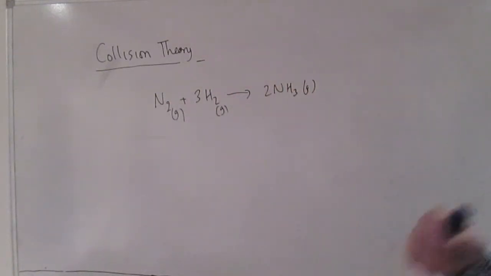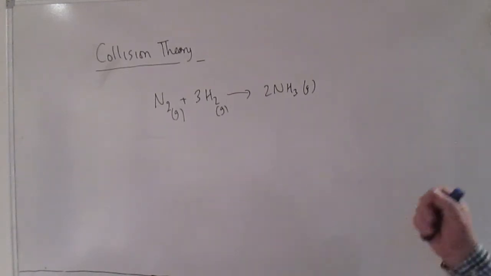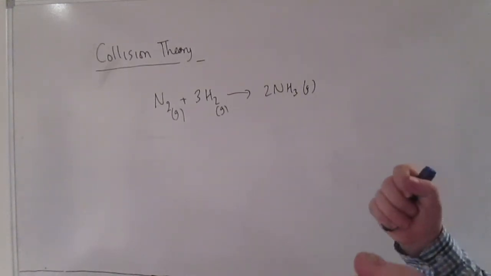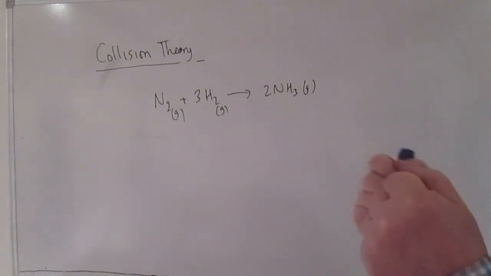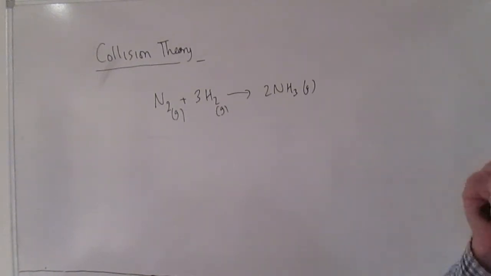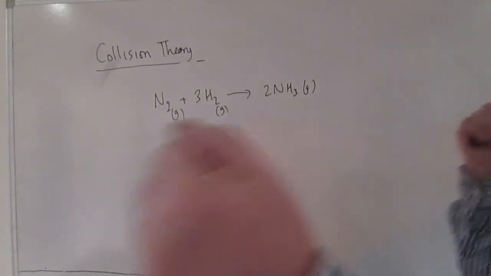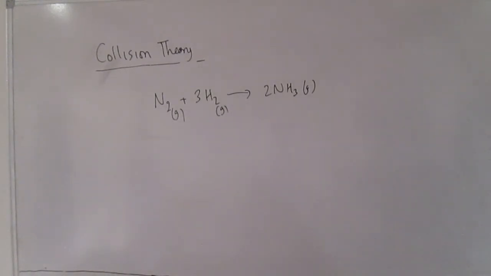And what that means is that some collisions won't work, because if the molecules are moving too slowly, they'll collide with each other, but they just won't have enough energy between them to break bonds, and so they'll simply bounce off and go on their way. So the second important principle of the collision theory is that the molecules have to hit one another with sufficient energy to break some of the existing bonds, and we call that minimum energy required for a collision to be successful the activation energy for the reaction.